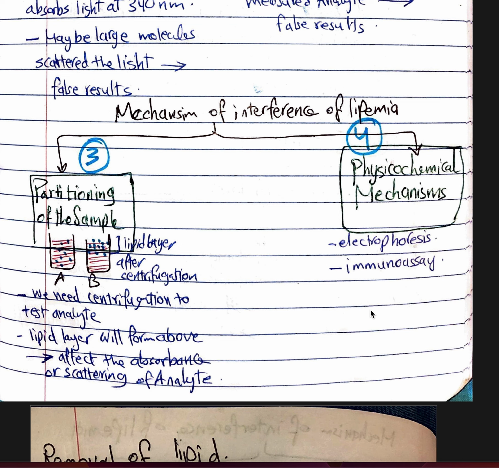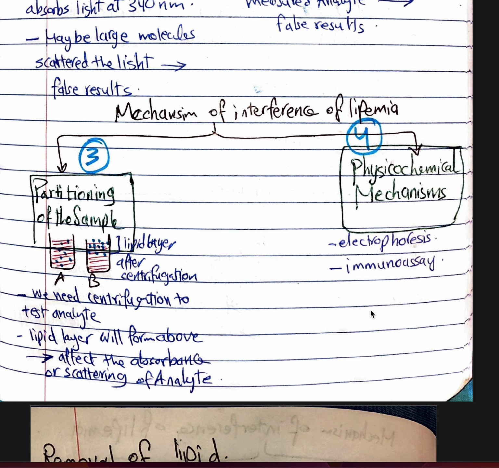So partitioning of the sample, if it contains lipemia, increases the lipid layer through centrifugation, which separates the blood contents according to density, and then the lipid layer will be above. That will scatter the light, and so I cannot measure the specific analyte that I want to measure. Okay, so that covers spectrophotometric, then volume depletion, and partitioning of the sample.